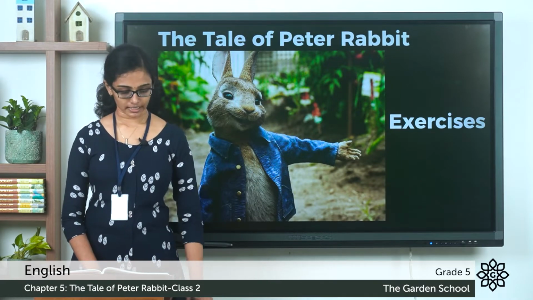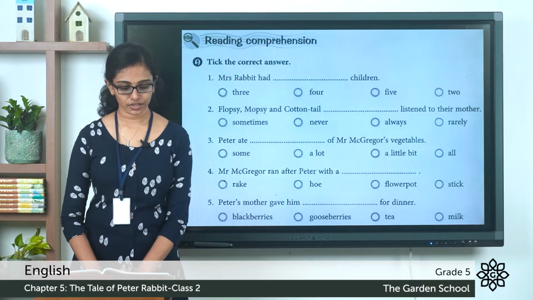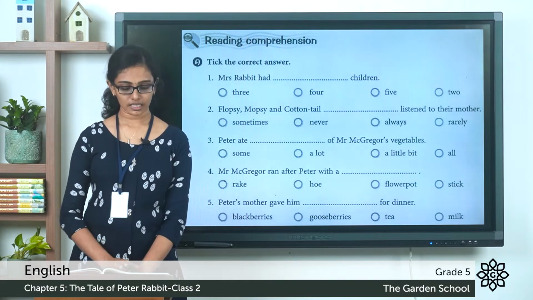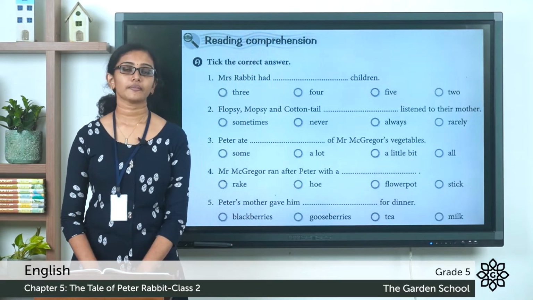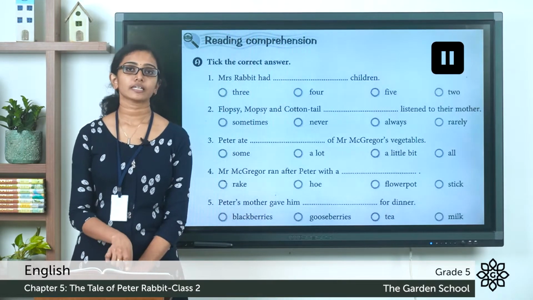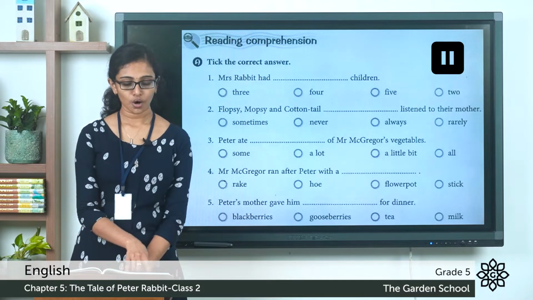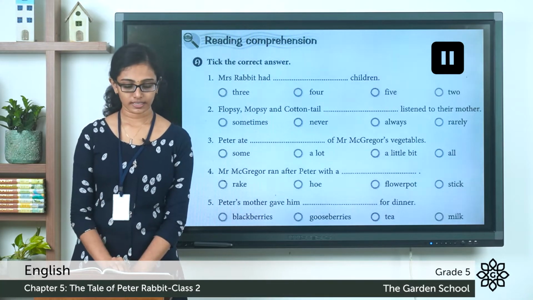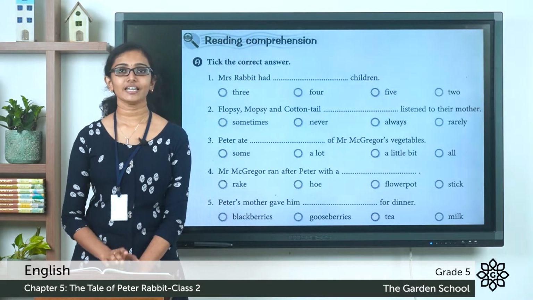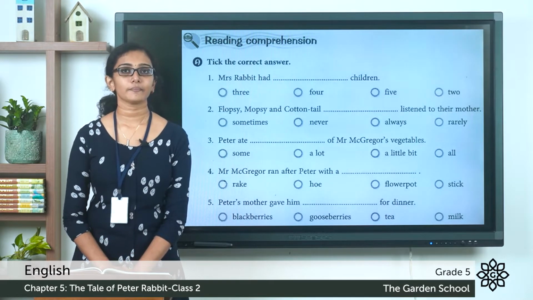The first set of exercise is a reading comprehension. You have to take the correct answer, and for each question, there are choices given there. We can do this as an activity now. Find out the correct choice. First pause the video, find out or tick the correct choice there and come back. Hope you are done with that activity. Now let's discuss each question one by one.